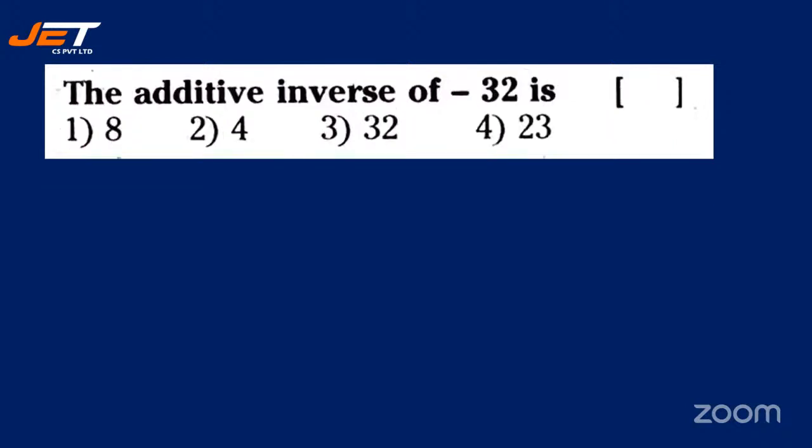Now comes additive inverse. Additive inverse of -32 is 8, 4, 32, 23. Earlier we saw multiplicative inverse, students. Now we are talking about additive inverse. I told you what an additive inverse is.